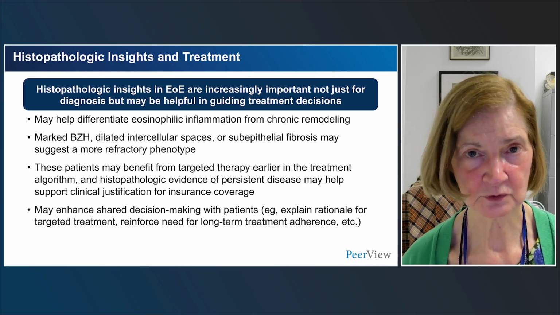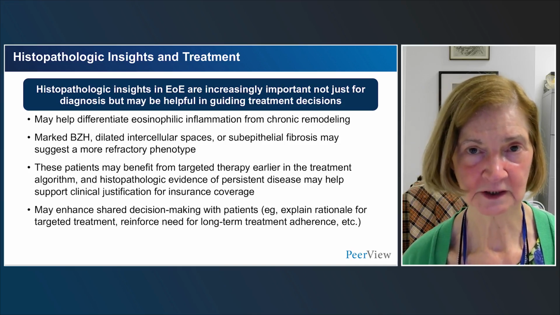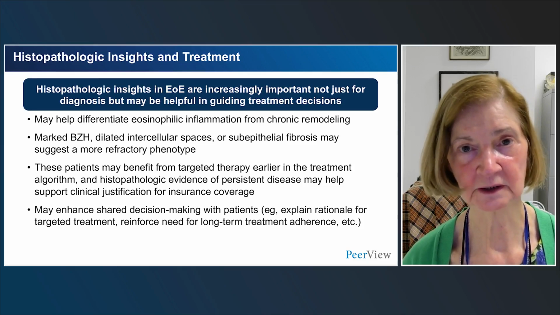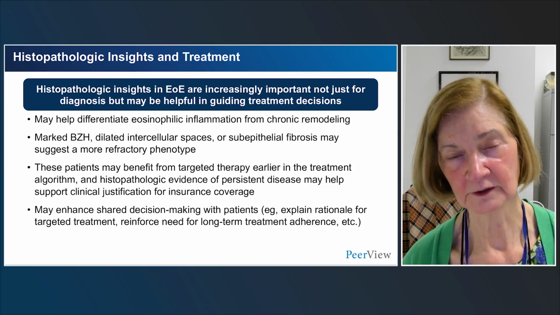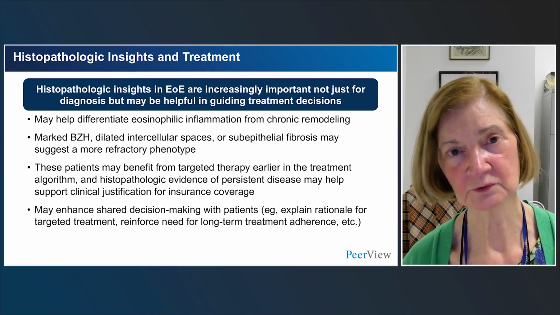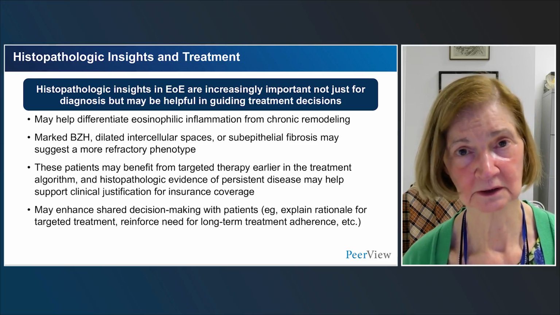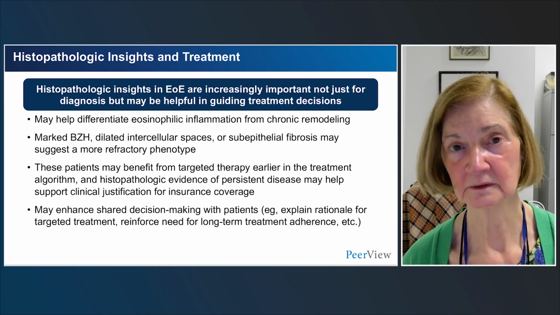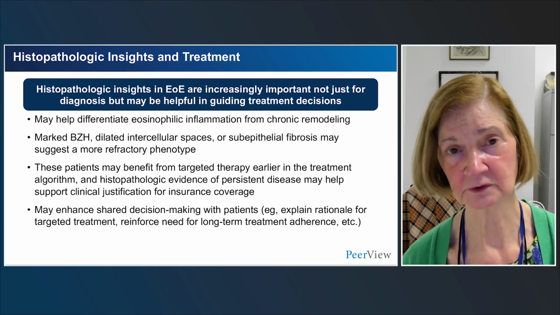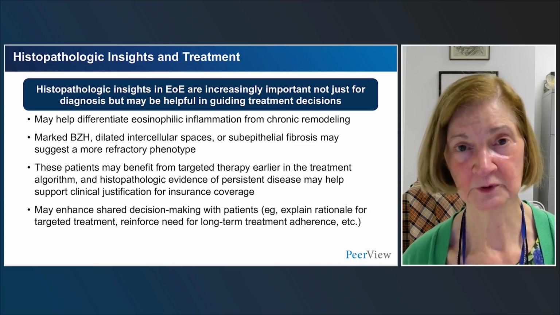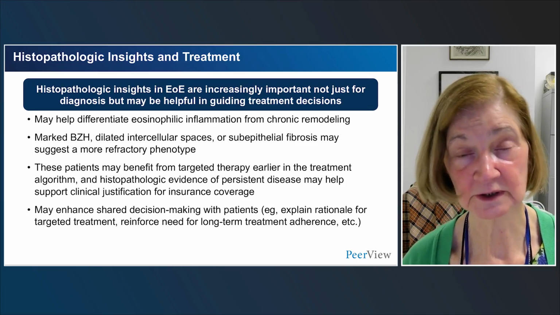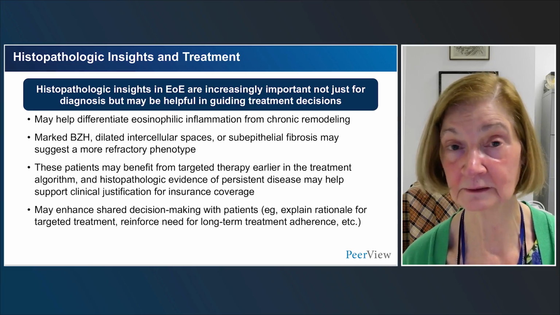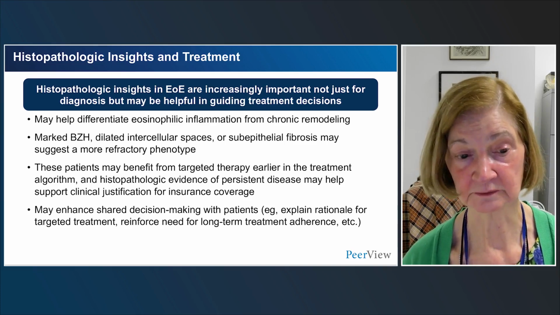So the eosinophil subscore may tell one story about how a treatment is proceeding, and the architectural or the structural subscore may tell another story. The inflammation may be getting better with the treatment, but the structural and architectural abnormalities, such as basal zone hyperplasia and dilated intercellular spaces, may not be improving, and that may require attention.